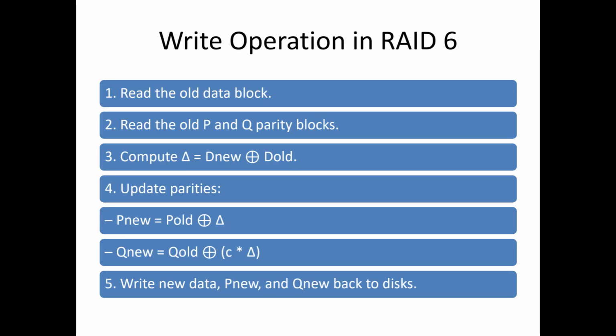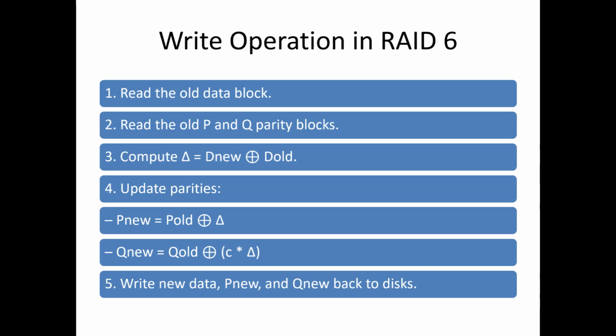Let's see how write works. Writing to RAID 6 is more expensive than RAID 5. Let's see why. Suppose we want to update a single data block, say Dj. Here j represents the index of the disk holding that block. The first step will be to read the old values. We will read the old value of Dj, the old value of parity P, and the old value of parity Q. Then we will have to update the parities.